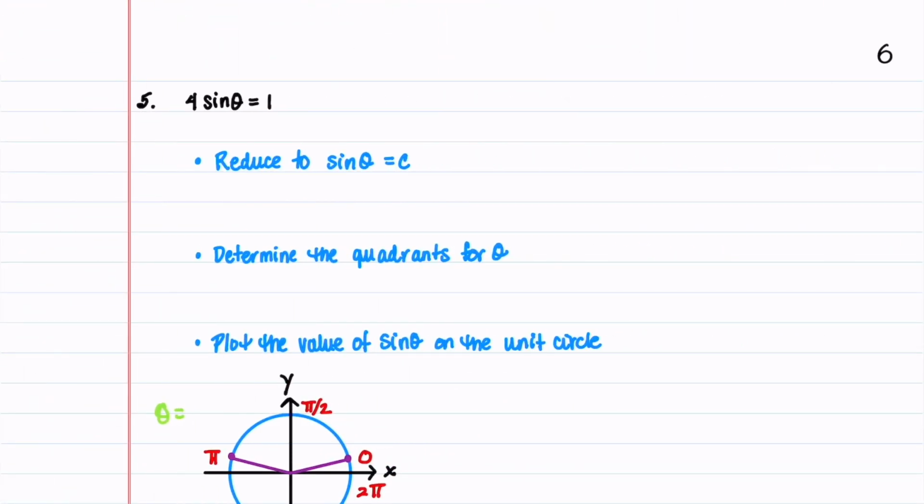The last equation we'll solve is one where theta is not a known angle, and we need to use a calculator. We'll begin by reducing our equation to sine theta is equal to c. We'll divide both sides of our equation by 4, and we get sine theta is equal to 1/4. Our solution theta is arc sine of 1/4. Since our c is equal to 1/4 and it's positive, we know that our solution theta is going to lie in the first and second quadrants.